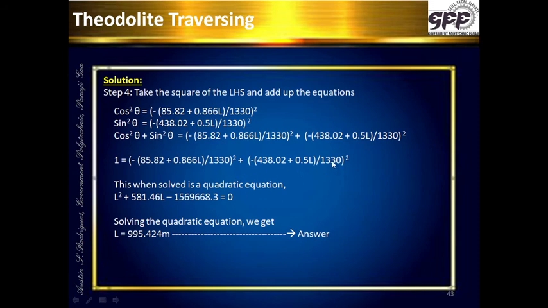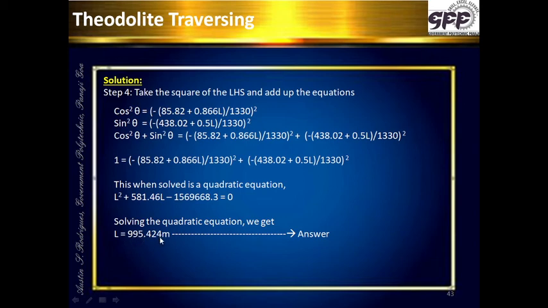Now I can expand this. This becomes a plus b the whole square. I can easily expand this. Similarly, this one I can expand. If I expand and if I solve them, then I get one quadratic equation of the whole thing. Getting all the terms on one side, I get the quadratic equation from here: L square plus 581.46 L minus 1569668.3 equal to 0. That's a quadratic equation. Solving this quadratic equation, we get the answer length equal to 995.424 meters.